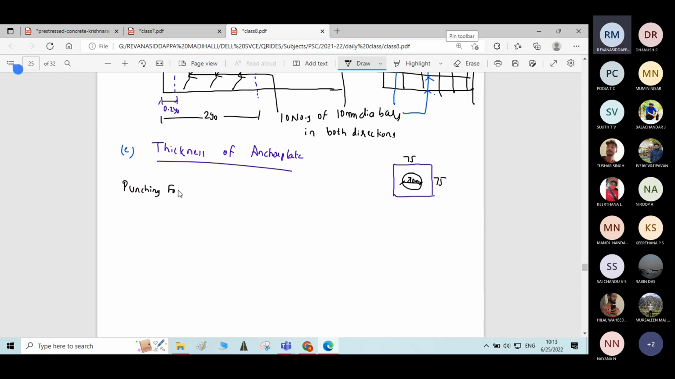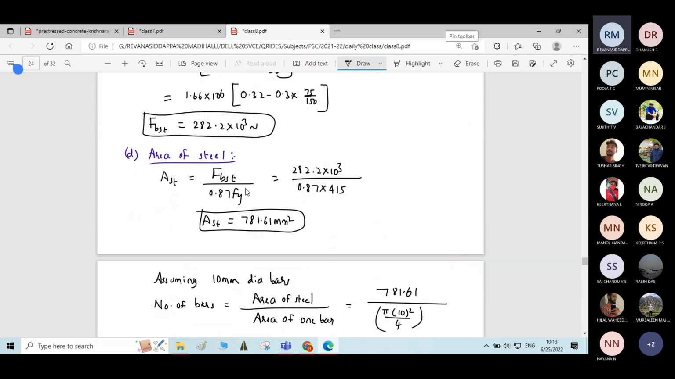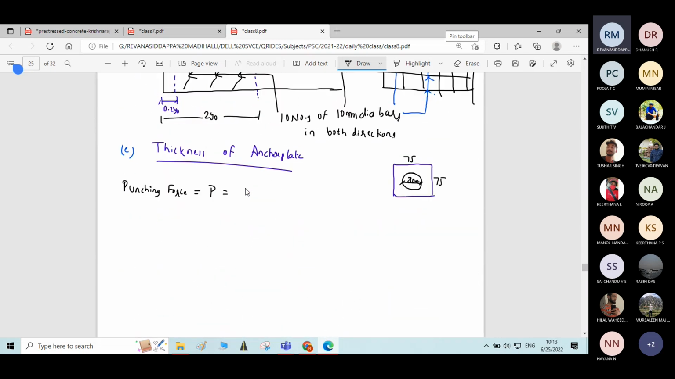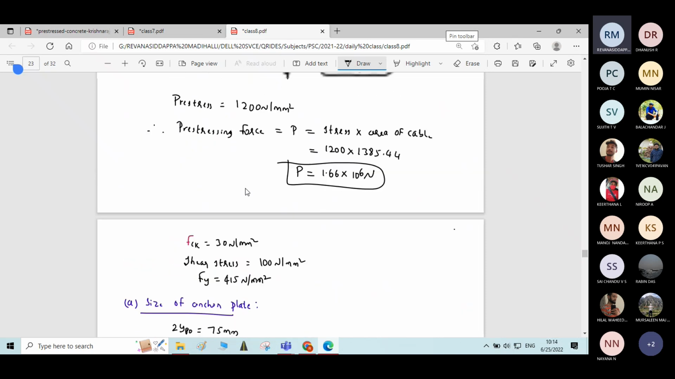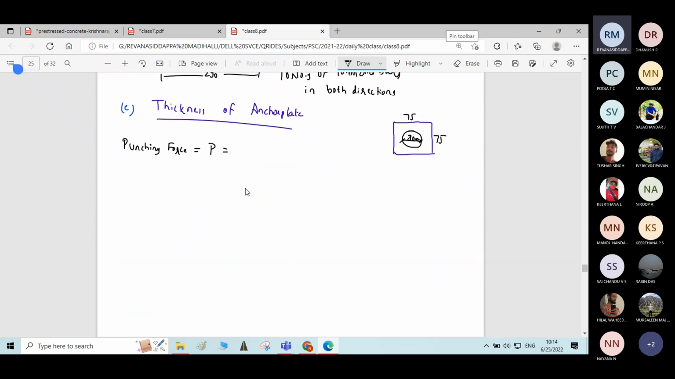The punching force that is acting on the plate is equal to the pre-stressing force only. It is considered the same force. So to find the thickness of the plate, instead of calling it pre-stressing force, we will call it punching force. And it is known how much it is. Punching force is 1.66 into 10 power 6 Newton, nothing but the pre-stressing force only.